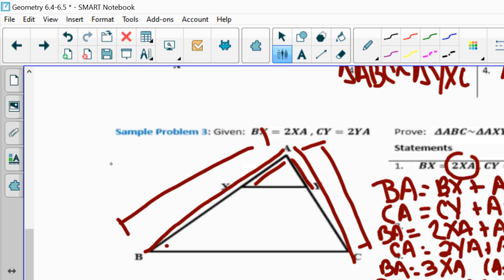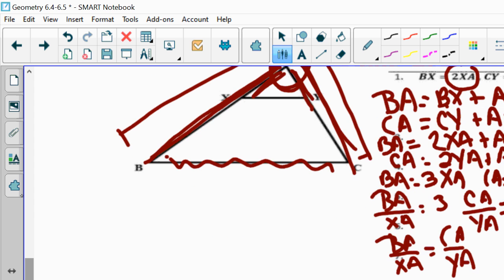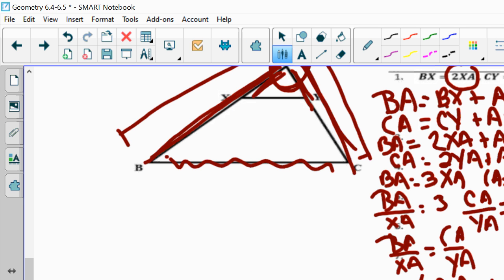So I've got two sides, right? This side and this side of the big triangle, this side and this side in the small triangle. There's no way to get this third side, but I know that angle. They both share that angle. So I could say angle A is congruent to angle A by the reflexive property of congruence, right? It's the exact same angle in both triangles.